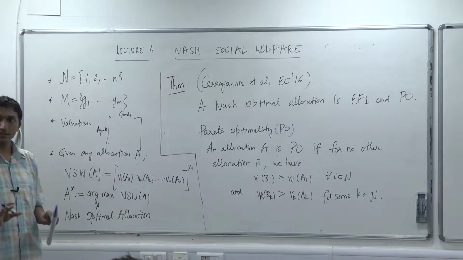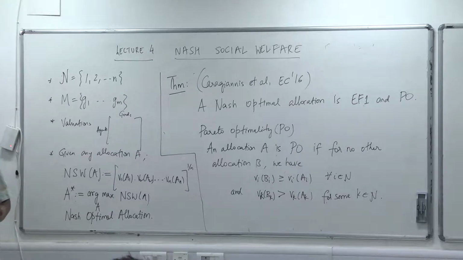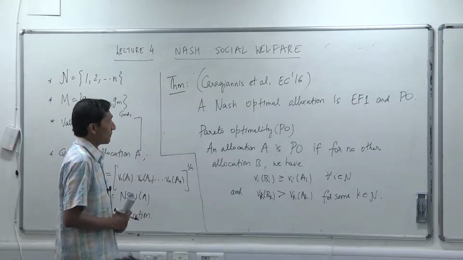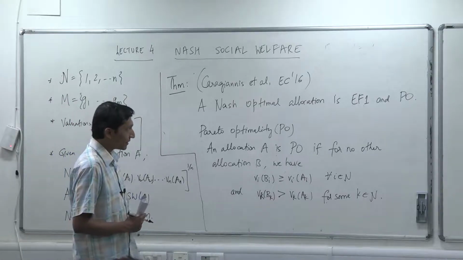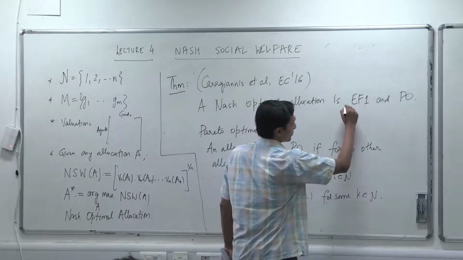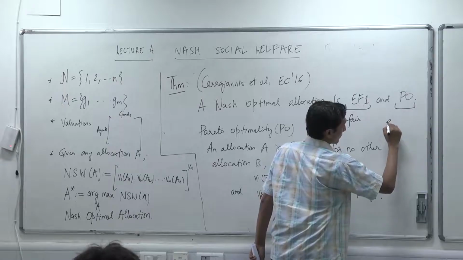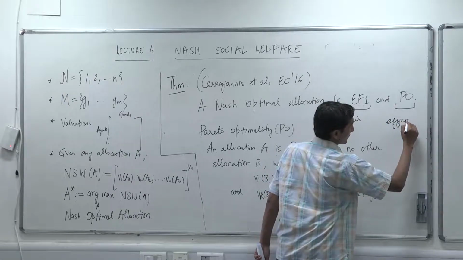And this is the gold standard of efficiency in economics. So that's why this result is so interesting, because it is saying that a Nash optimal allocation is both fair and economically efficient.